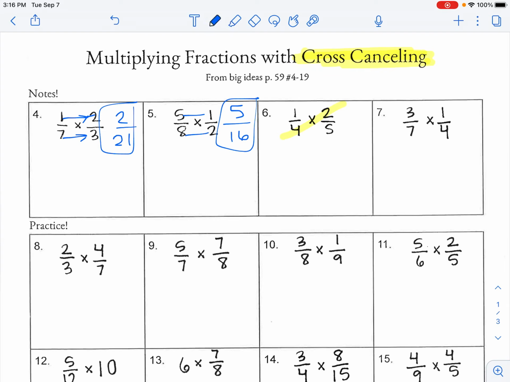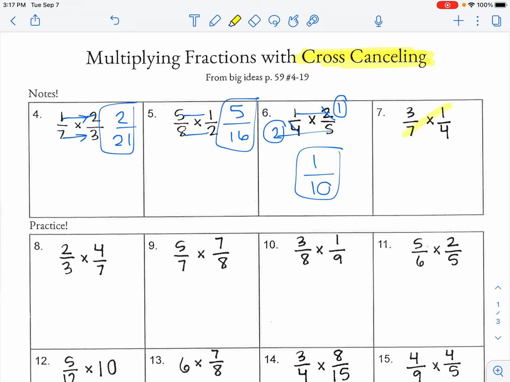Number 6, look diagonally at 2 and 4. Is there anything that 2 and 4 can both be divided by? Yes, 2. So this is when we cross cancel. So I'm going to divide 2 by 2. I'm going to cross out the 2. 2 divided by 2 is 1. And 4 divided by 2 is 2. Now I'm going to look at my 1 and my 5. Is there anything that we can divide 1 and 5 by? No. So now I'm going to multiply 1 times 1 and 2 times 5. So that answer would be 1/10.